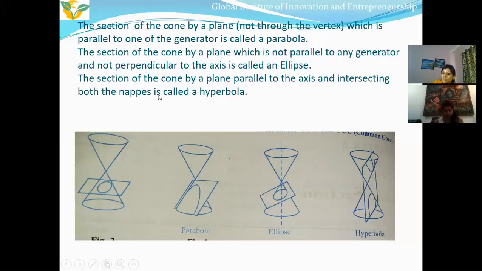Next comes the last image, that is the hyperbola. When the section of the cone is cut by a plane which is parallel to the axis. Now this is the axis and this plane is parallel to it and intersecting both the nappes. See, this is the first half of the cone, called a nappe, and this is the second half of the cone. Put together they form the full cone. It is intersecting both the nappes. That gives what? The hyperbola.